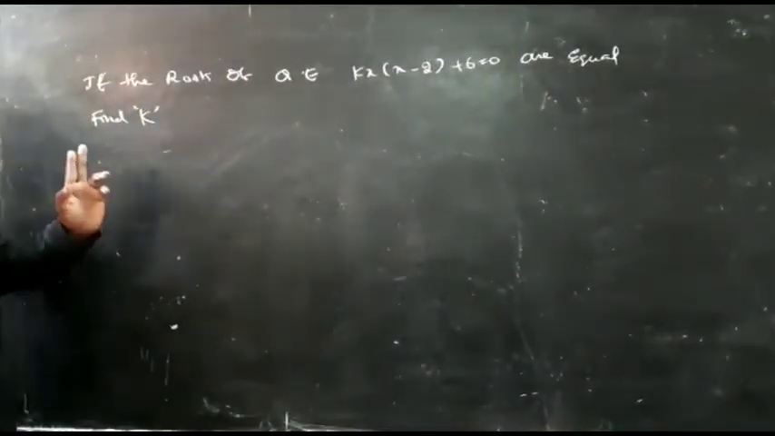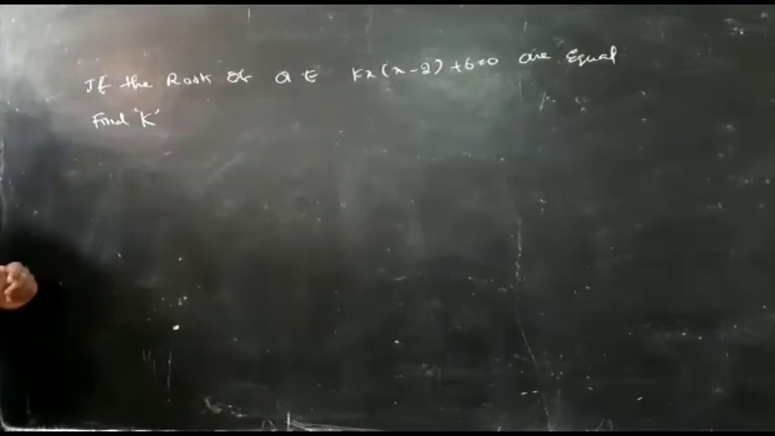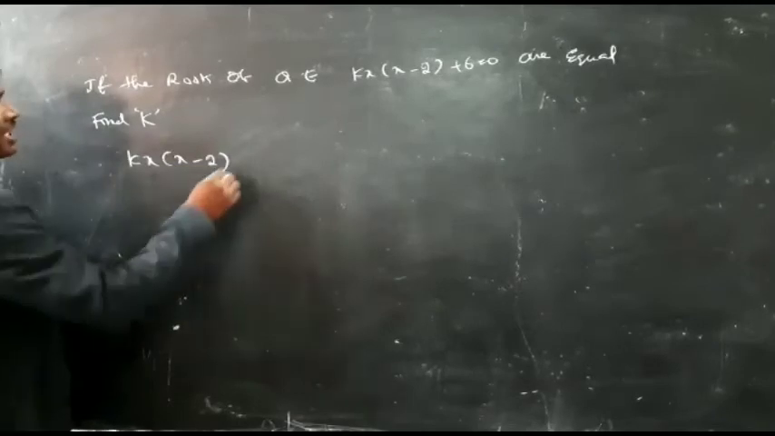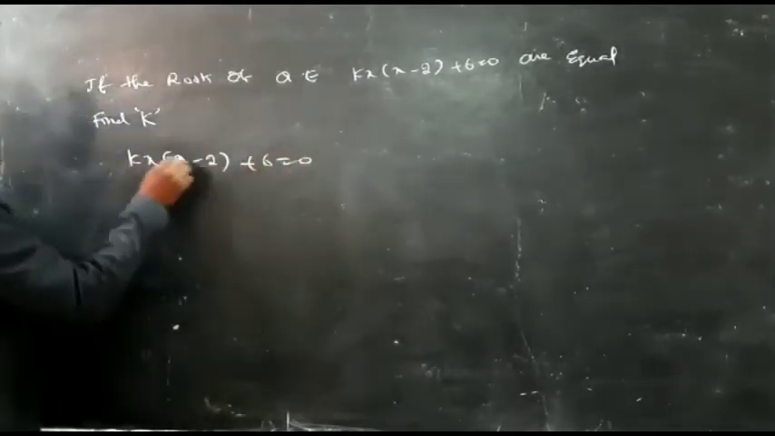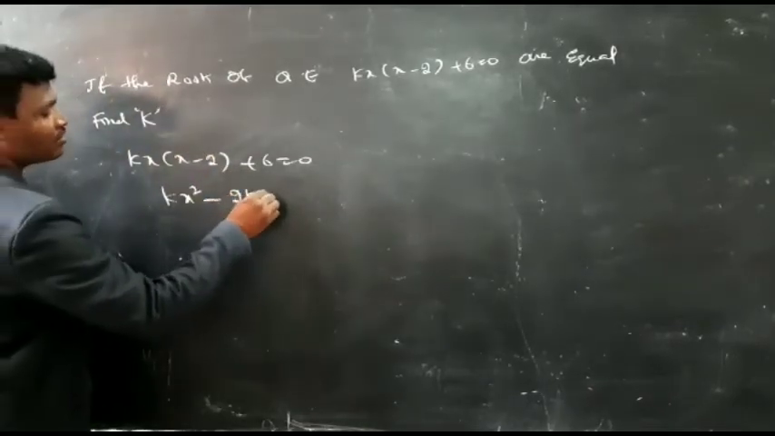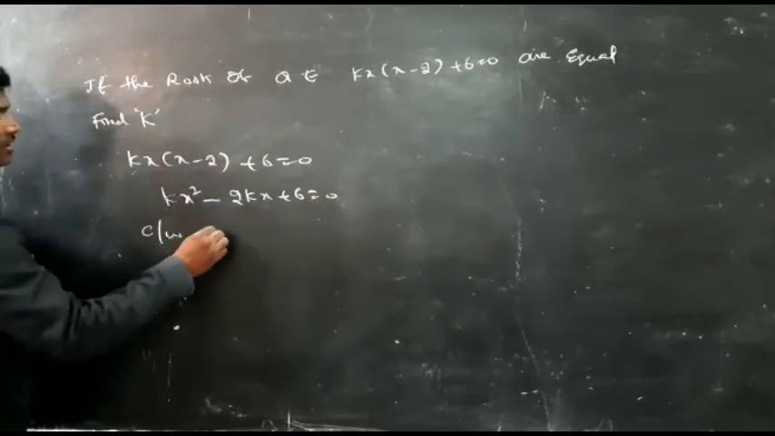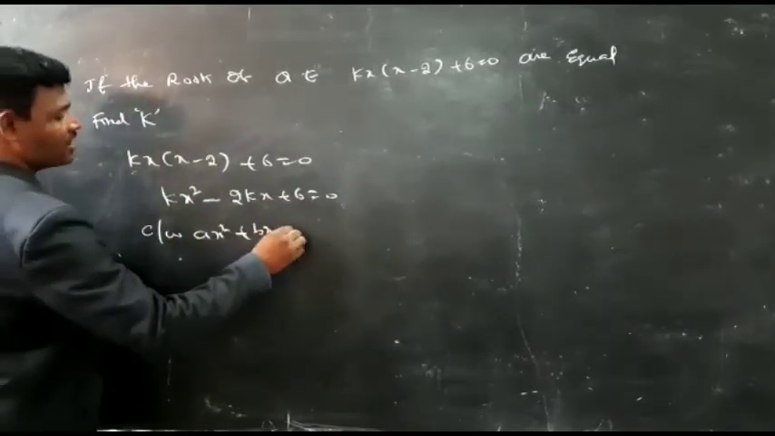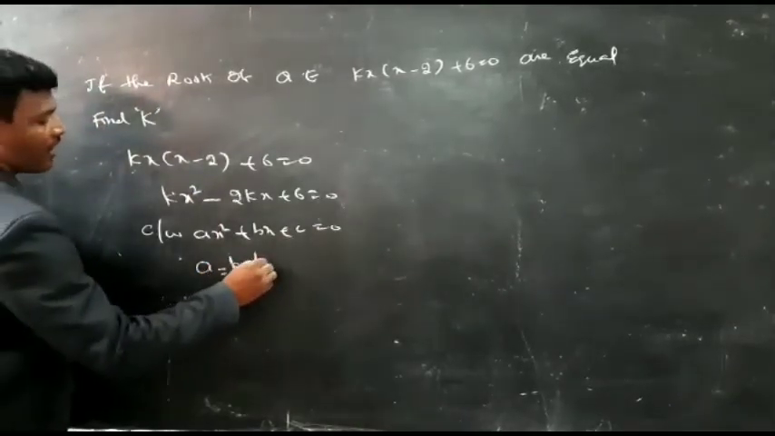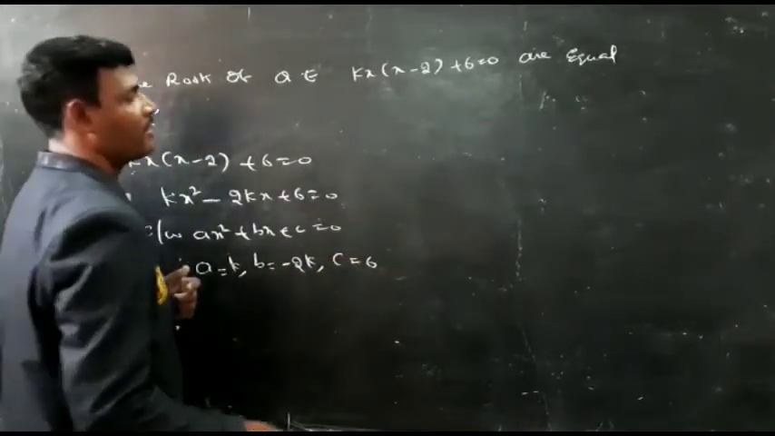The roots of the quadratic equation kx into x minus 2 plus 6 is equal to 0 are equal. Find the value of k. So what is the given equation? kx into x minus 2 plus 6 is equal to 0. x into x is x square. kx square minus 2k into x, minus 2kx plus 6 is equal to 0. I am comparing with ax square plus bx plus c is equal to 0. a is equal to k, b is equal to minus 2k and c is equal to 6.